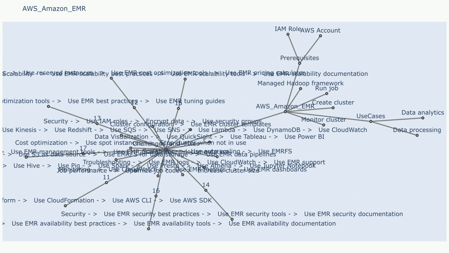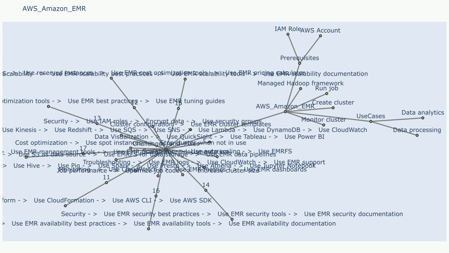Monitoring. Use CloudWatch for monitoring cluster health and performance. Use EMR metrics for tracking key performance indicators. Use EMR dashboards for visualizing cluster metrics and insights. Use Amazon CloudTrail for auditing access and activity.